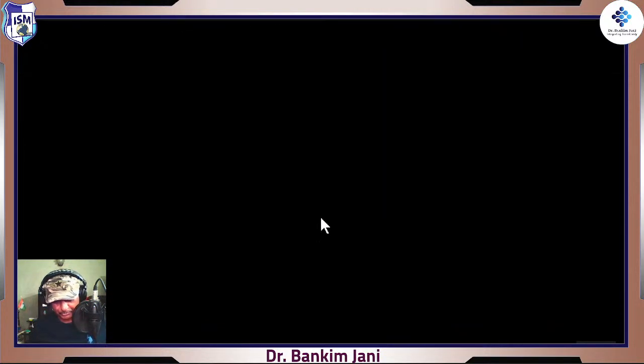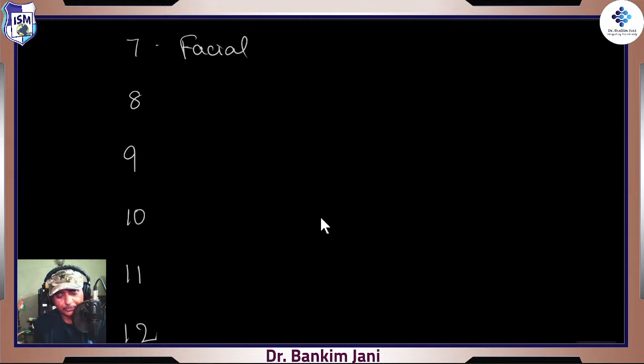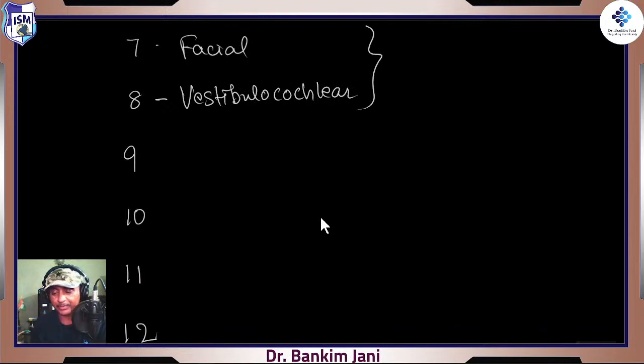Moving on to the rest of them: 7, 8, 9, 10, 11, 12. Now they are so easy. 7 is facial, and 8 is vestibulocochlear. Both of them, we saw, go through the internal acoustic meatus. So that is done.